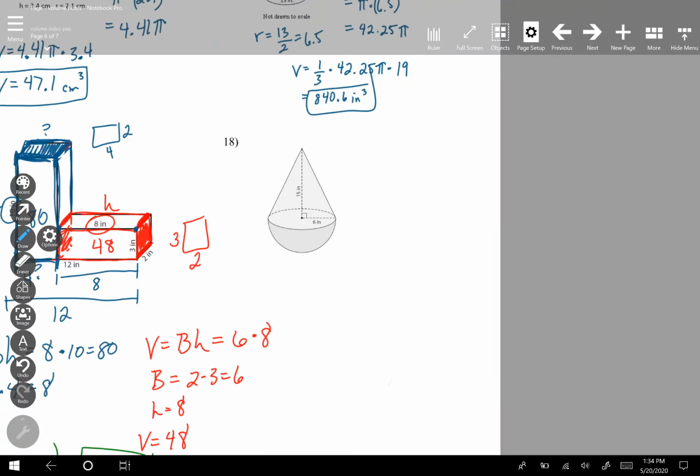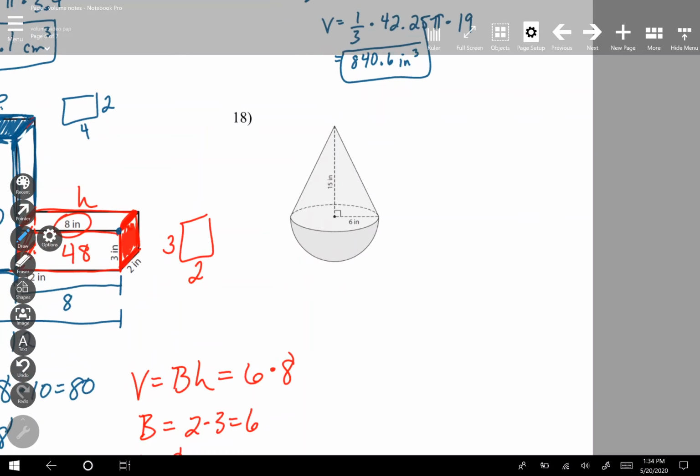Okay, now over here, you can see this looks like an upside down ice cream cone. We've got a cone on top and a hemisphere on the bottom. So I'm going to do the volume of the cone. It's 1/3 area of the base times the height. Both figures share the same base, and that's what you will notice for composite figures. They both have this same circle that is common to them.